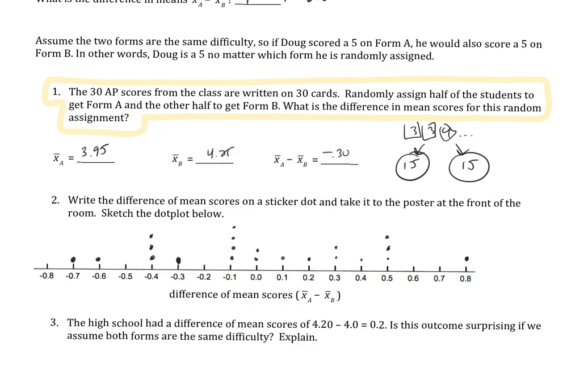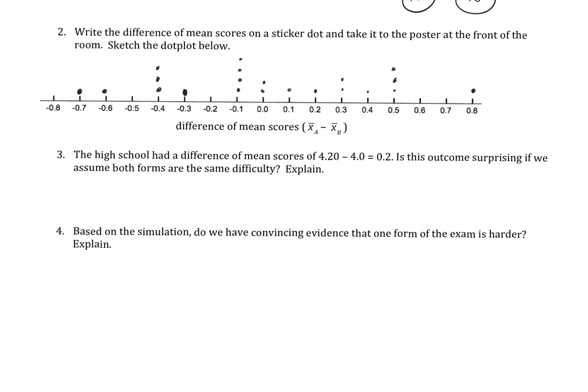There's 21 observations here. It says the high school had a difference of mean scores of 4.2 minus 4.0, which is 0.2. Is this outcome surprising if we assume both forms are the same difficulty? Let's look. So what is the likelihood of getting a mean difference of 0.2? Well, out of these 21 simulated observations, what's the probability of being 0.2 or more extreme, which is greater? There are 1, 2, 3, 4, 5, 6, 7, 8 observations out of 21 that are 0.2 or greater. That's 0.38 or 38%. So is this surprising?